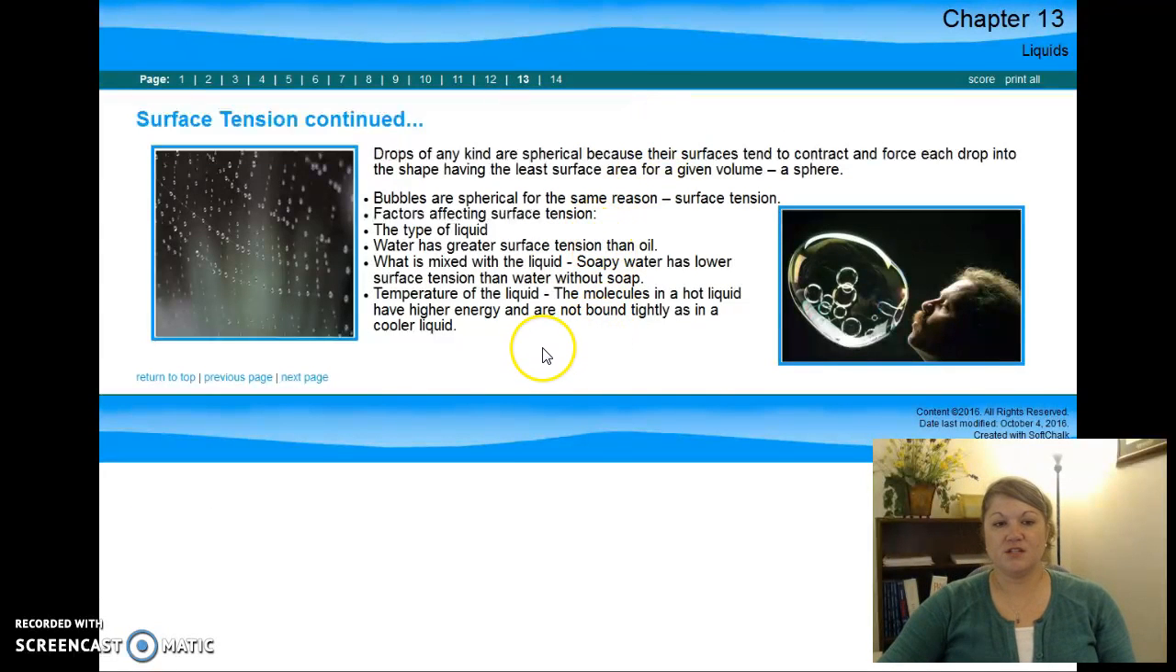Alright, that surface tension can also be related to drops and bubbles. The reason why drops of rain, as you can see here, or bubbles, as you can see here, are spherical is because that gives them the greatest amount of volume for the smallest amount of surface area. And that's just how the molecular attraction works. All these on the outside ball them up.